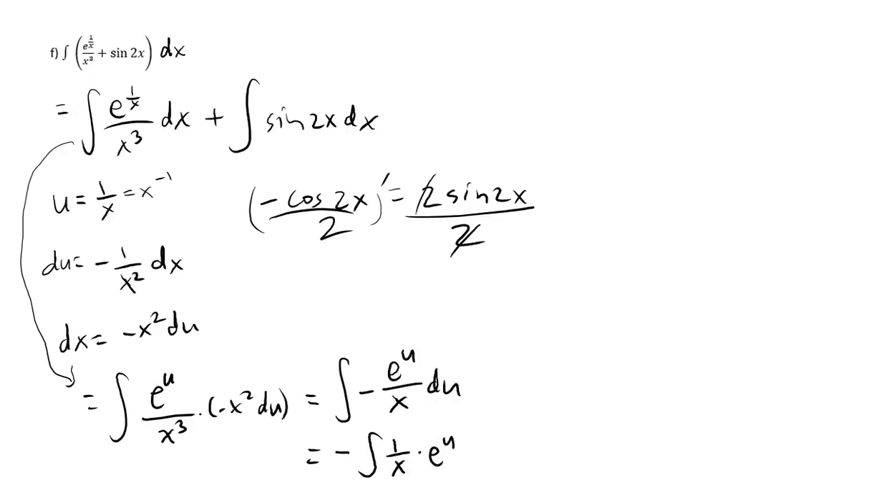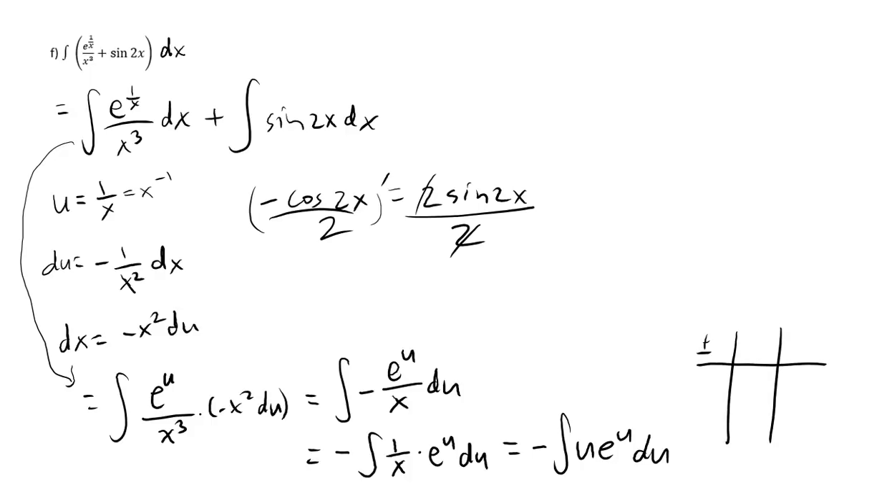But you can certainly write it like this, and I know that 1 over x is u, so we can just rewrite it as negative u times e to the u du, another perfect situation for a tabular integration. Plus, minus, derivative, integral: u, e to the u, and so on, with signs plus, minus, plus. So I guess I'm ready to write down the answer now.